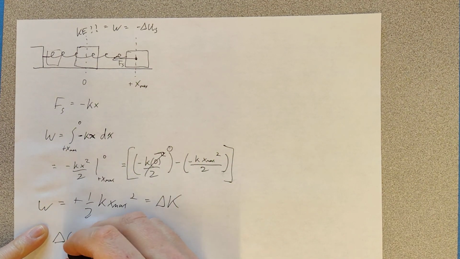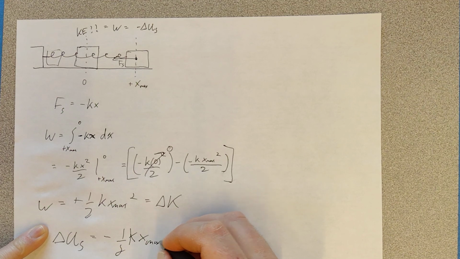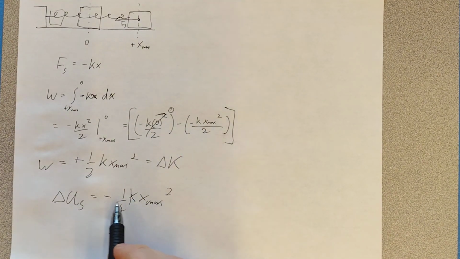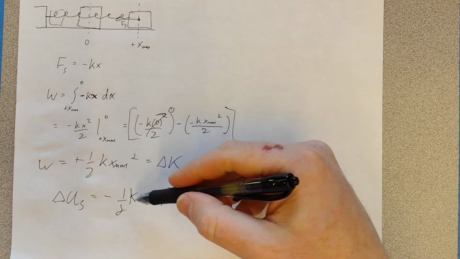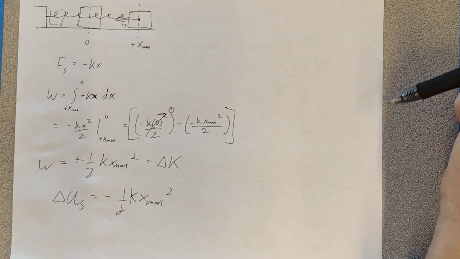Therefore, the change in spring energy is negative 1/2 k x max squared, right? Because the gain in kinetic energy equals the negative change in potential. So that's pretty cool. You've lost that much spring energy in going from there, so you've gained that much kinetic energy in getting to there.